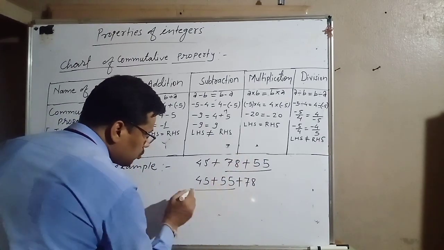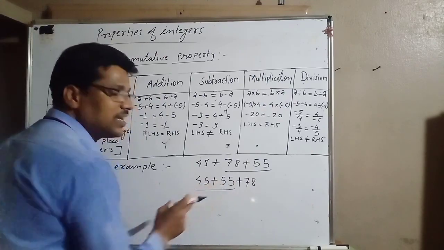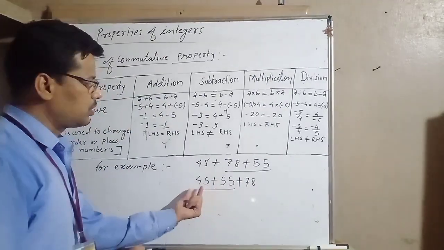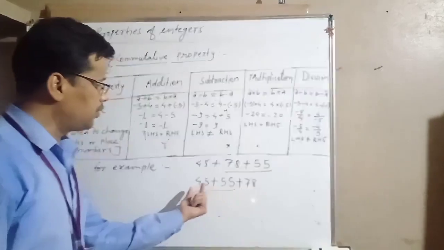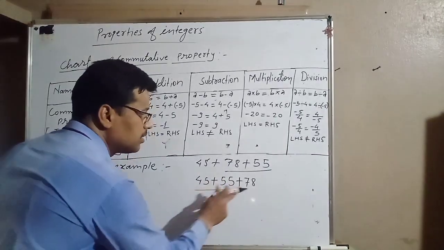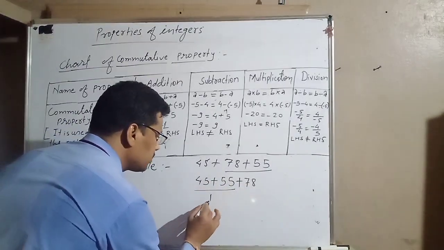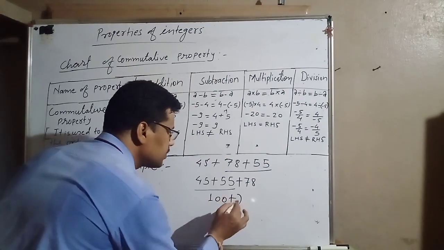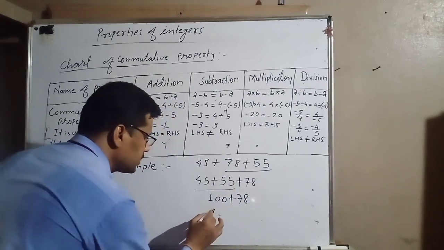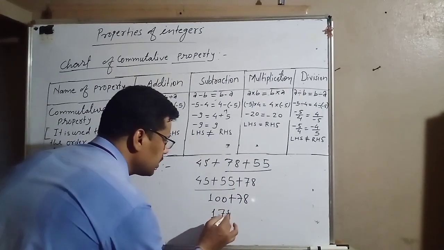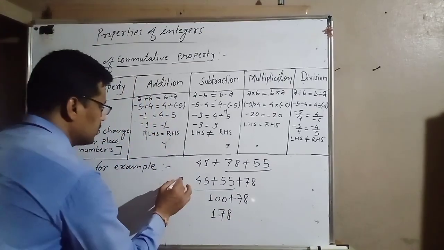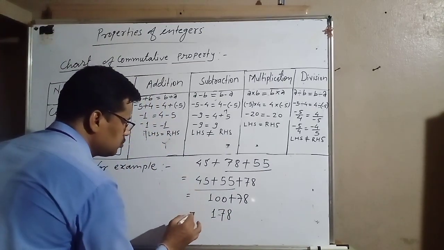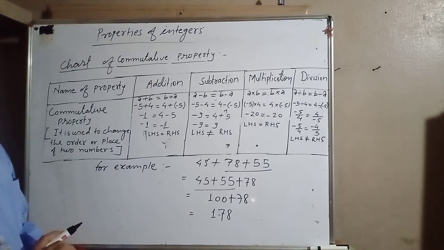Now you can make a group of these two numbers. When you add, it is very easy to add these two numbers. 45 plus 55, when you add these two numbers, what do you get here? 100 plus 78. We can write here 100 plus 78. Your addition becomes very easy. 178, that is the answer. This is the use of the commutative property.